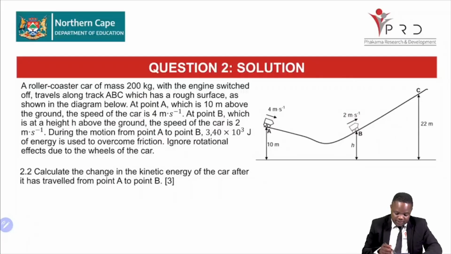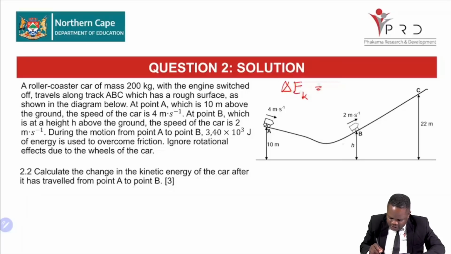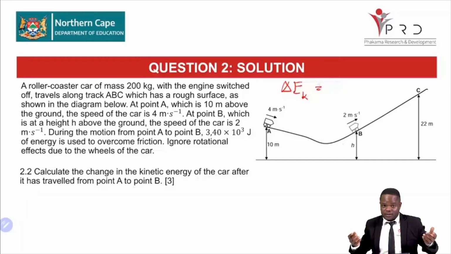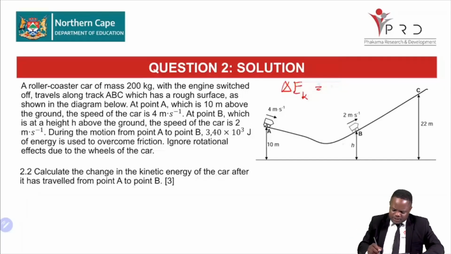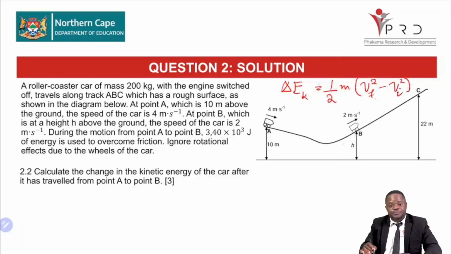And then we say calculate the change in kinetic energy of the car after it has traveled from point A to point B. So you're looking at change in kinetic energy, delta EK. What you need to remember now is the formula, grade 12. The moment you're dealing with kinetic energy, you know it's half mv squared. So you need the change: the final velocity squared minus the initial velocity squared.